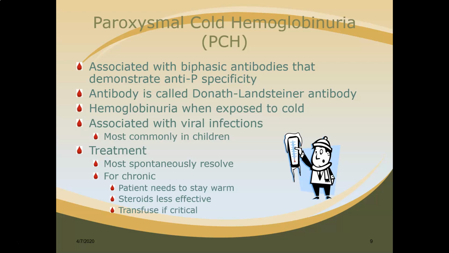You can try corticosteroids, although they do seem to be less effective against PCH than most of the other autoimmune issues. If the hemoglobin gets low enough, we will transfuse. But we try not to transfuse any of these autoimmunes if we can avoid it.